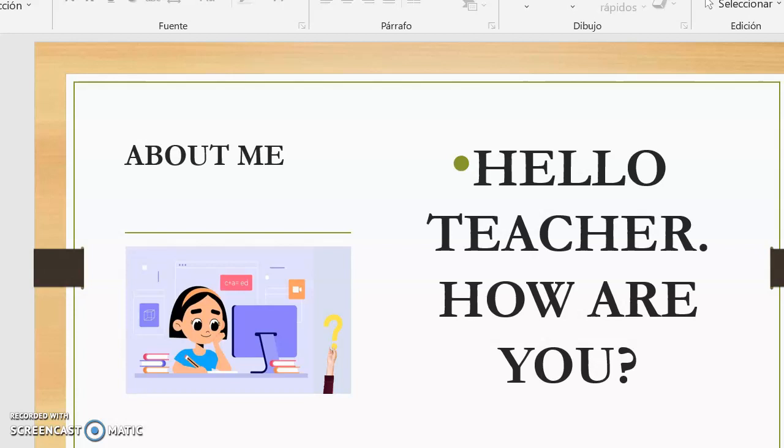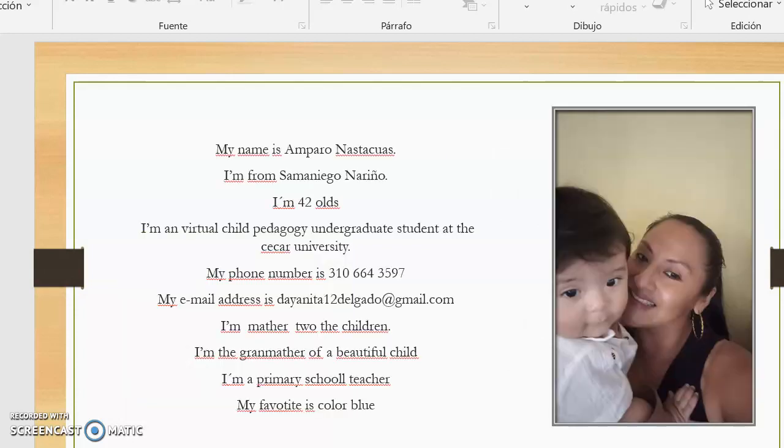About me. Hello, teacher. How are you? My name is Amparo Nastacuas. I am from Samaniego, Nariño. I am 4 years old. I am a virtual child pedagogy undergrad student at the Secar University.